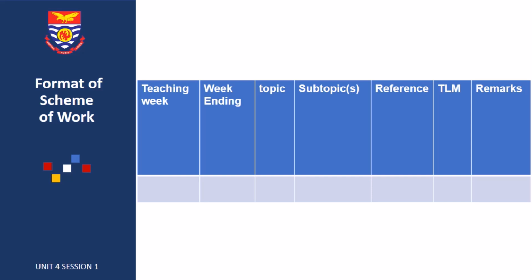You can see that the last column of the scheme of work is the remarks column. Most often than not, teachers fill this column at the end of the week to indicate if the plan was successfully implemented or there were some occurrences that hindered the successful implementation of the scheme. Now I've explained the format of scheme of work. So what we are going to do is look at a table that will serve as an example.